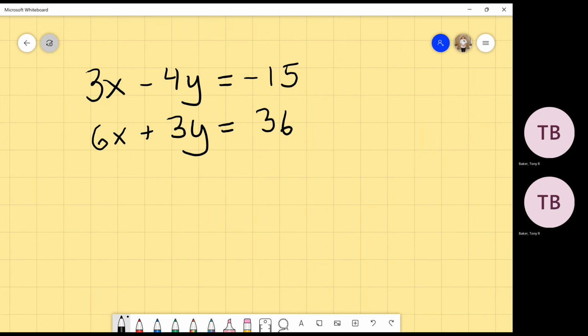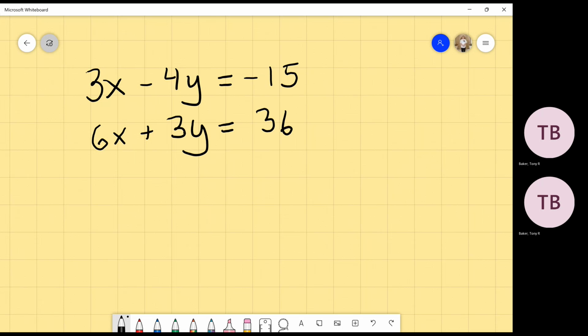Okay? So I have a negative 4y and a positive 3y. So if I was going to multiply to get rid of the y's, I can multiply the first problem by 3, the second problem by 4. I already have different signs. I don't have to worry about changing my signs, which is nice. However, if we look at the x's, I have 3 and 6. What do we know about 3 and 6? They're related to each other, right? 6 is just 3 times 2, correct?